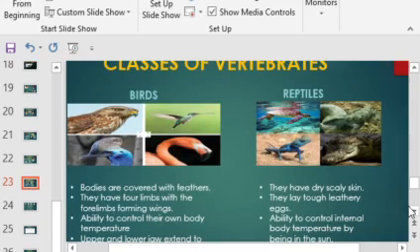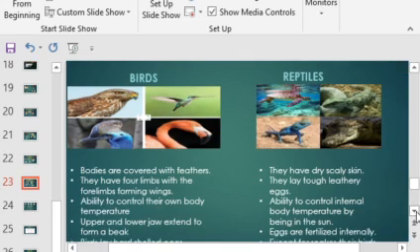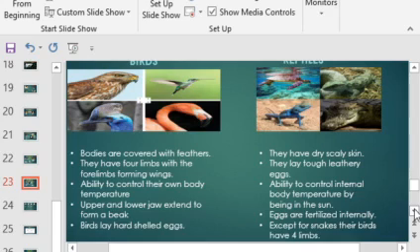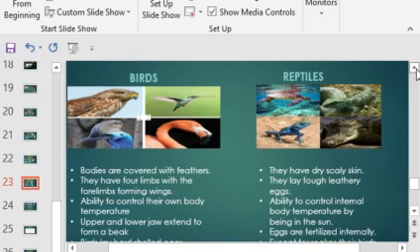Alright, so finally we have on the right of the page reptiles. You can see here, for example, crocodile, turtle, lizard. They have dry scaly skin. So in comparison with the birds, which have feathers, and in comparison with the amphibians, they have dry scaly skin.